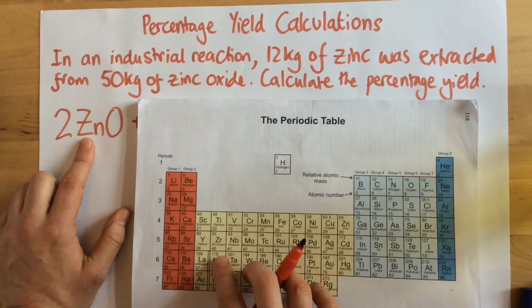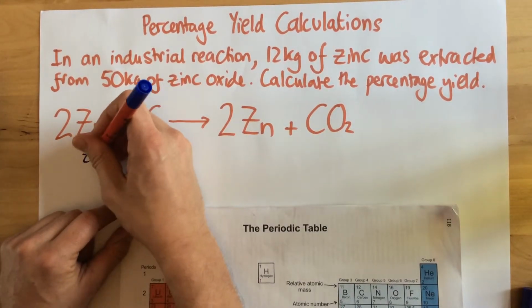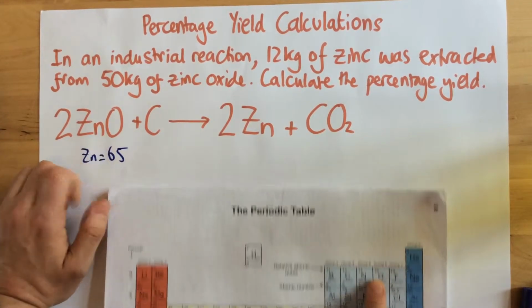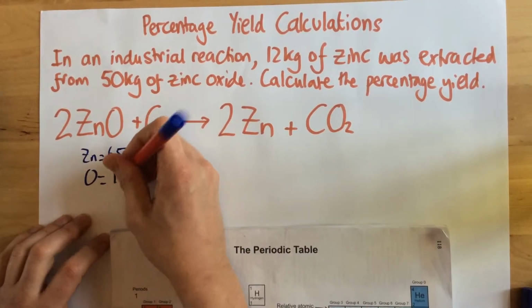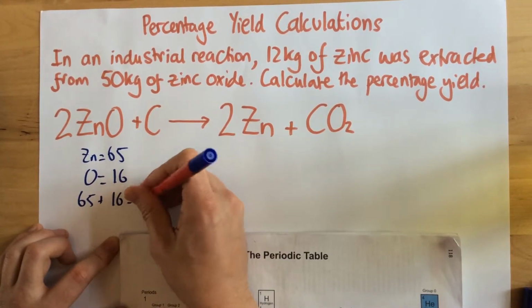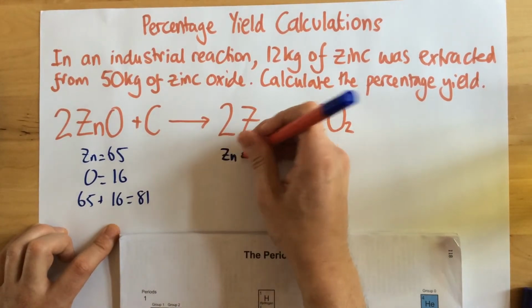So my first step, what I need to do is find my relative formula mass. So for zinc, it's just here. Zinc is 65. Oxygen is just here, which is 16. So add them together, 65 plus 16 is 81. And on this side, my zinc, I've just looked it up, that's 65.